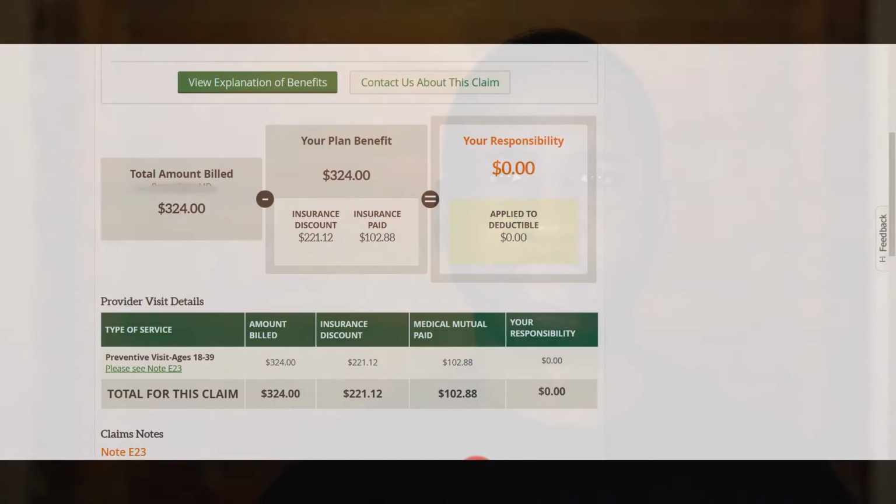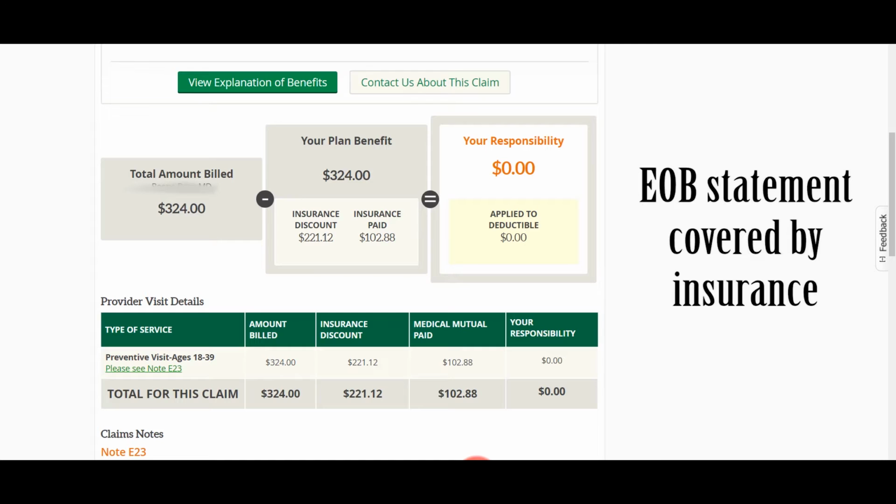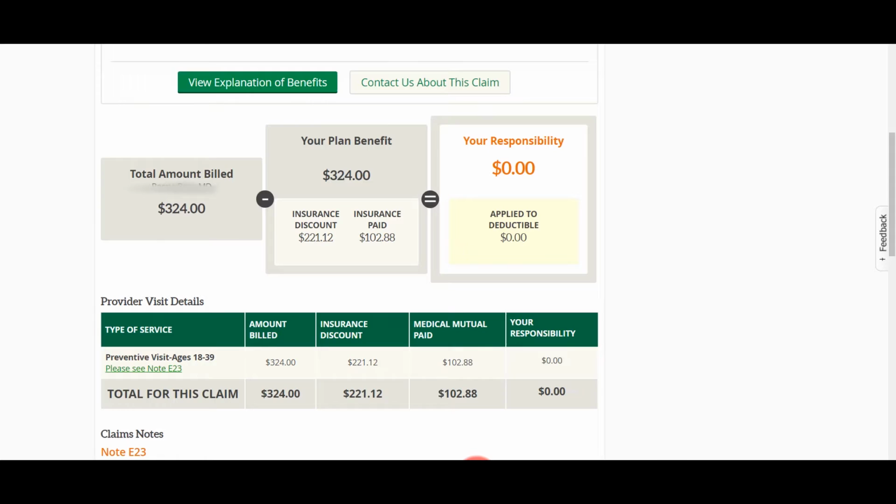Now that we got all that out of the way, let's go check out an example. I'm going to cover two examples. The first one will be where the insurance company covered everything. That's because I had a physical, and a physical is covered under preventive care.